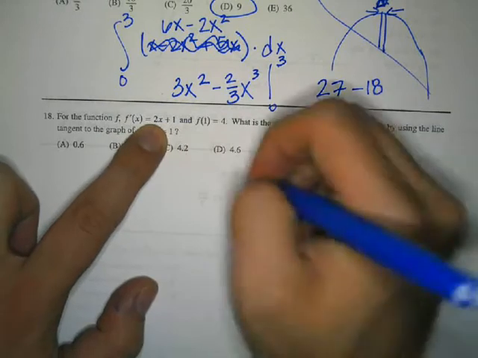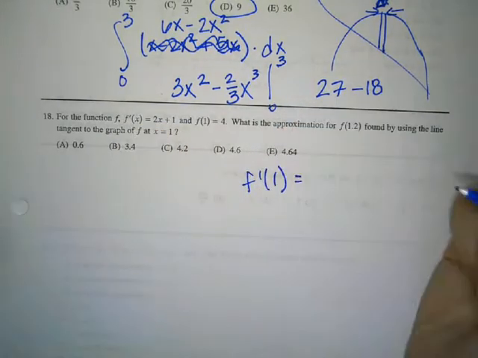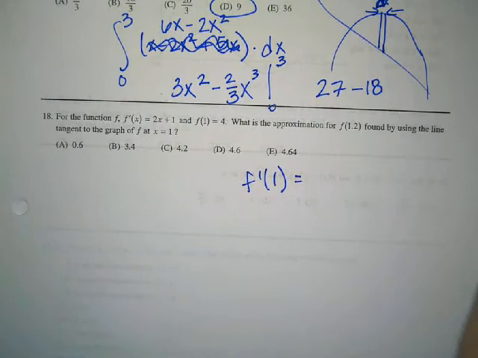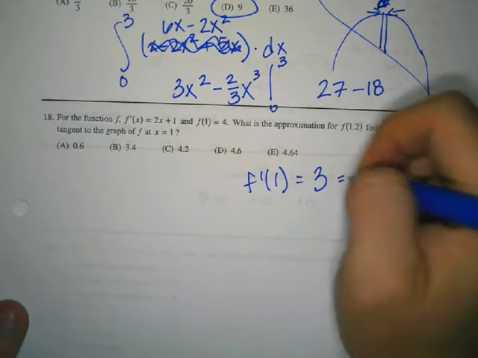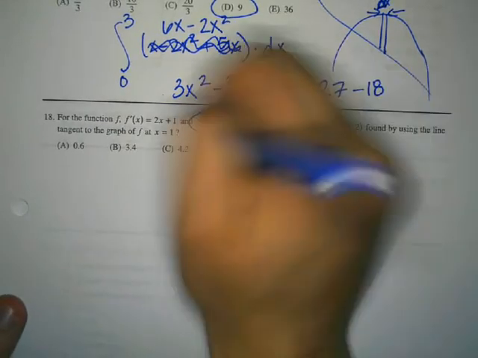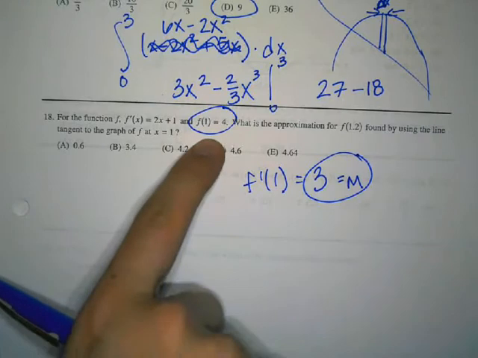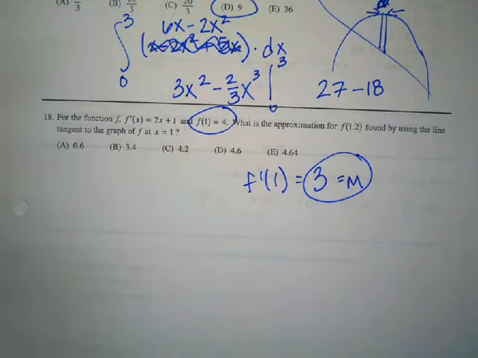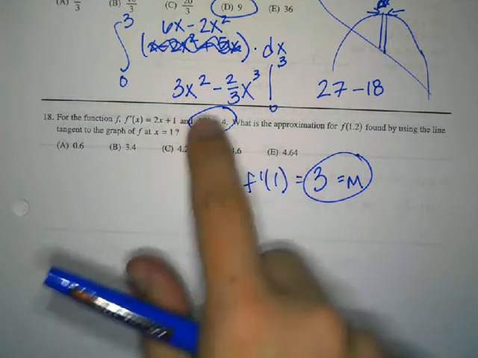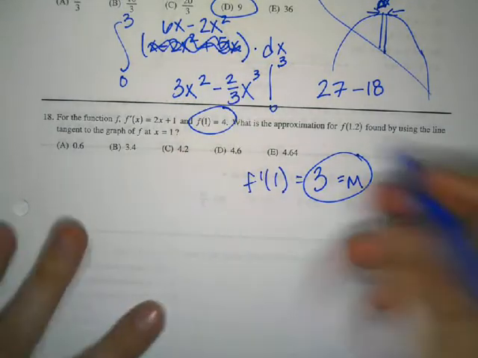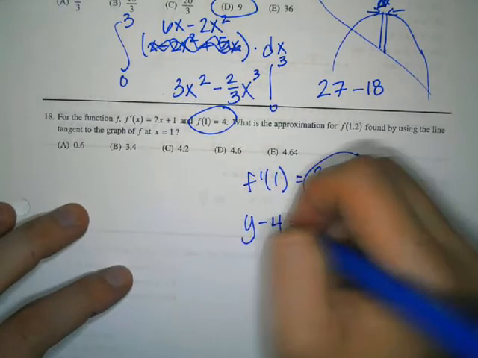So f prime of 1 gives me what? I'm trying to find the slope of my tangent line. What's f prime of 1? 3. Okay, so this is going to be my slope of my tangent line. This is my point that the line goes through. Because to write the equation of a tangent line, I need an x and a y. My x is 1, and they're telling me when I plug 1 into the original, I get 4. So my line tangent is going to be y minus 4 equals 3 times x minus 1.